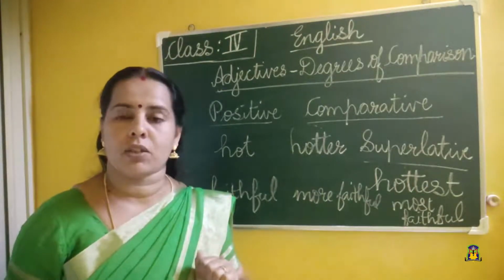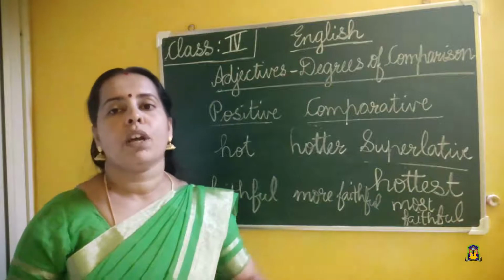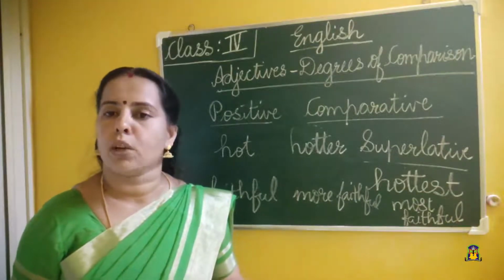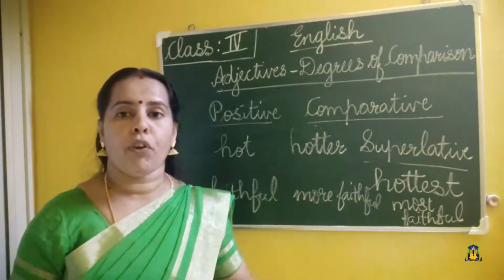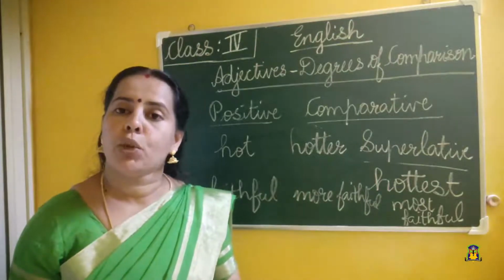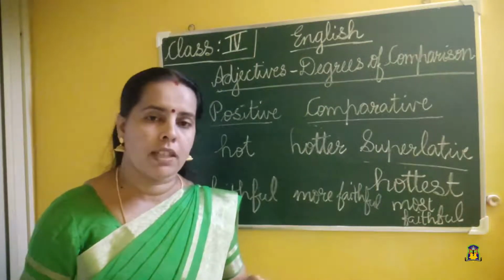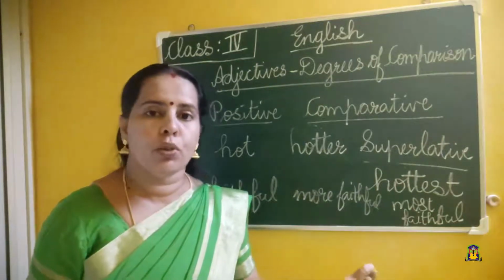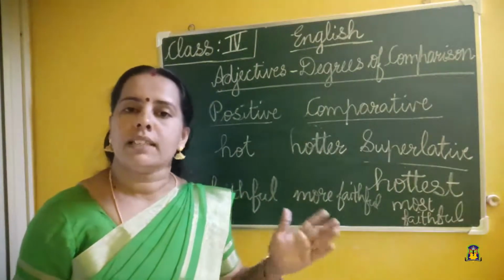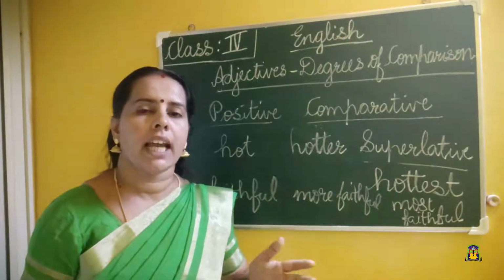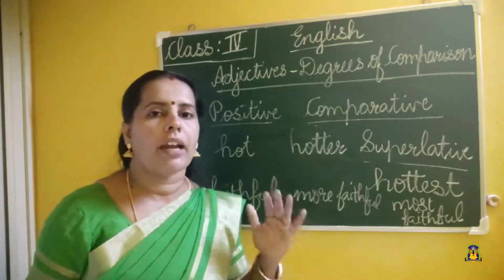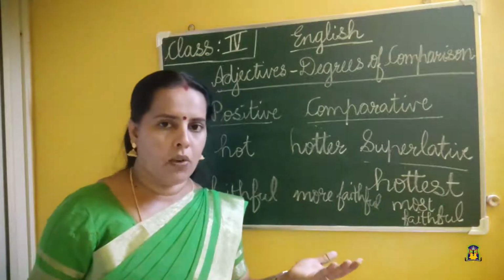And in the sixth rule, some adjectives do not follow any rules. Okay, they form an entirely new word in the comparative and superlative forms. They don't follow these rules. We cannot add er or est. We cannot add more or most.